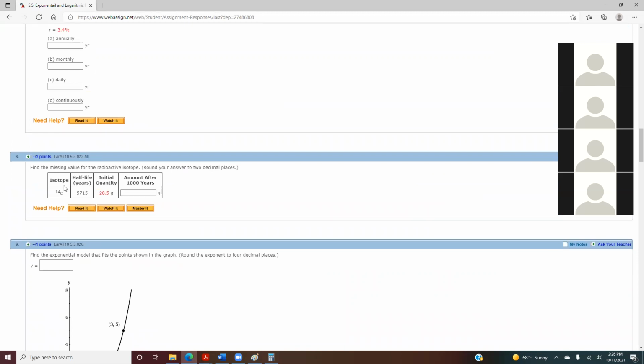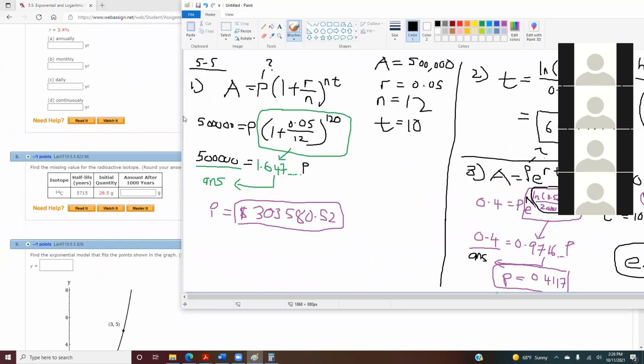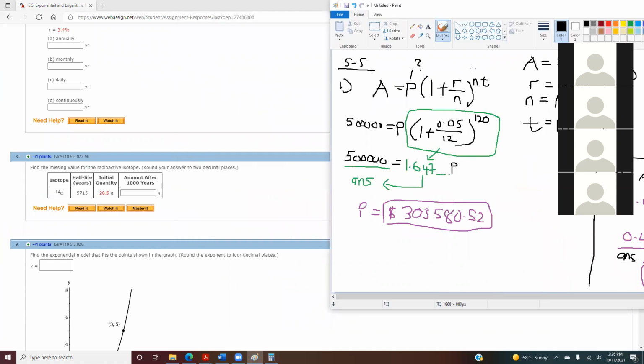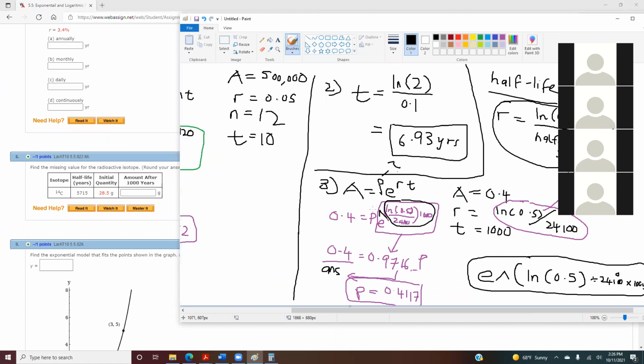This is carbon 14. The half-life is this. The initial quantity is this. Find the amount after 1,000 years. It's very similar to question number 3 that we did here. I want you guys to go ahead and do question number 8 for this homework. That's your homework. This is your initial quantity, and this is your final amount in 1,000 years.